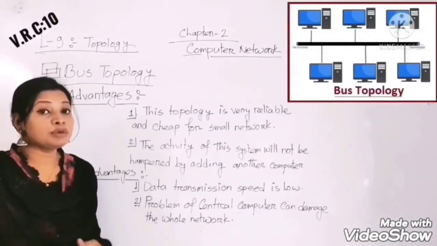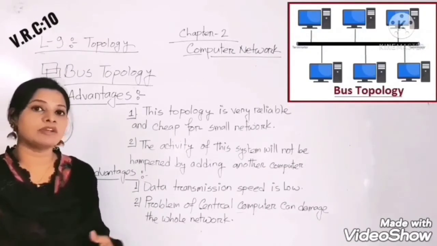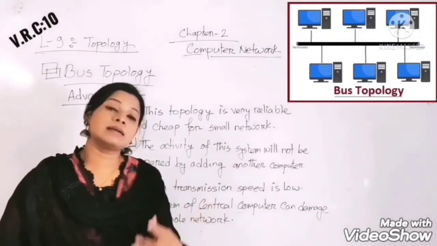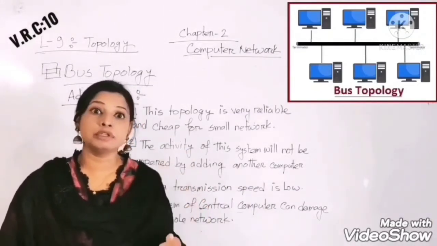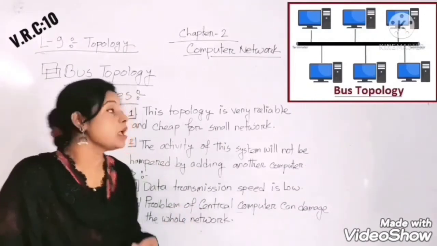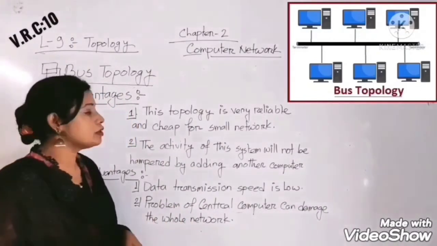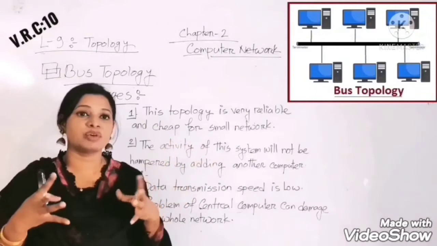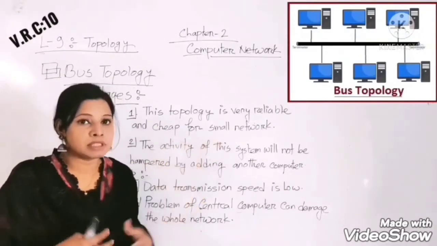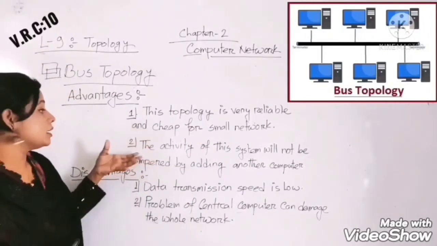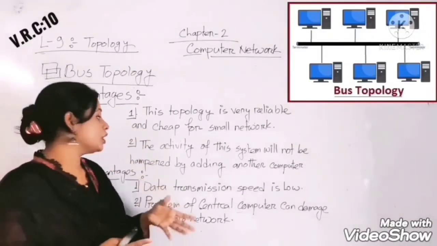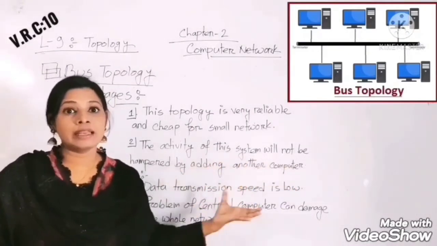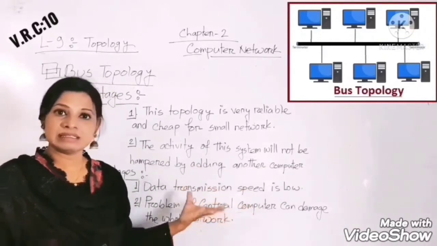Dear students, already you know the configuration. Now I will tell you some advantages and disadvantages of bus topology, so that you can understand where the problem is and how many people may use this system. You see the advantages. Number 1, this topology is very reliable and cheap for a small network. Yes, if you want to create a network for 3 to 4 or 5 people, you can use this type of computer network. Then point number 2, the activity of the system will not be hampered by adding another computer. Yes, it is very easy to add or remove any computer in this network system.